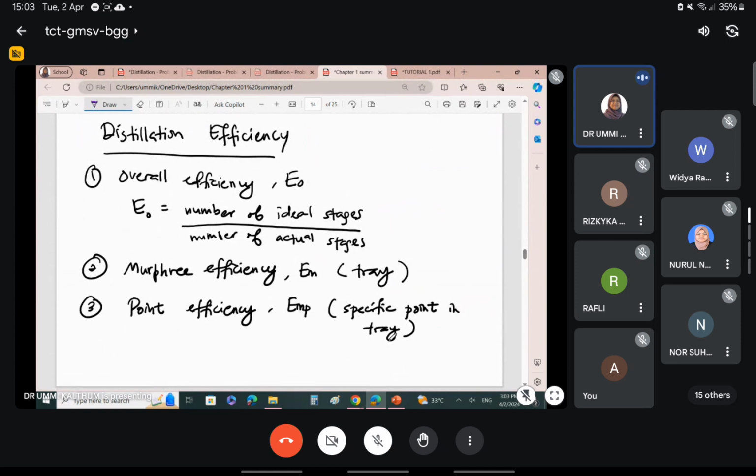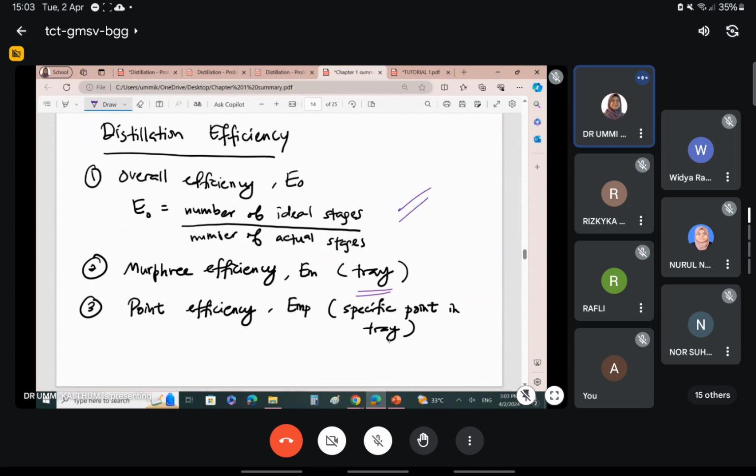And then efficiency. Okay, efficiency ada 3. Overall efficiency, Murphy efficiency and point efficiency. Overall efficiency means kita kira efficiency for the entire column, entire distillation column, or entire tower. Okay, so overall, number of ideal stages divided by number of actual stages. Okay, Murphy efficiency, efficiency kira based on tray only. And the point efficiency kita kira specific point on the tray.